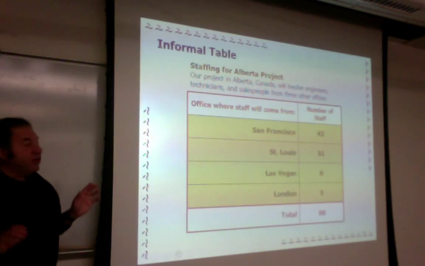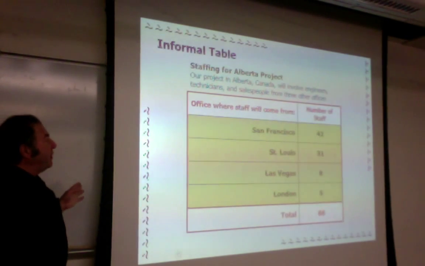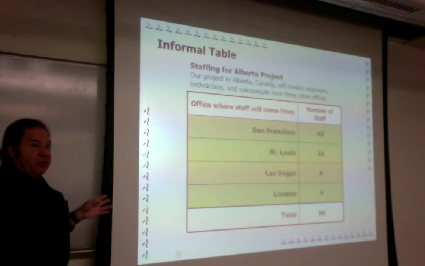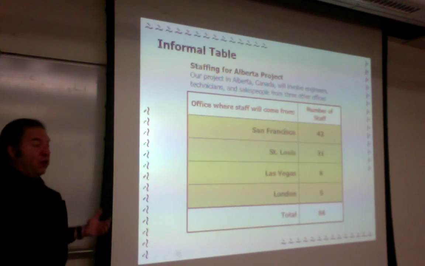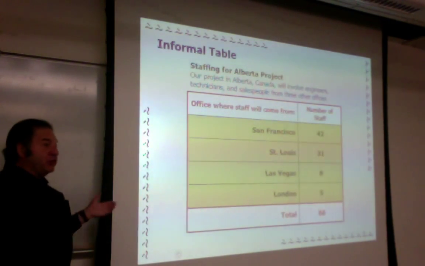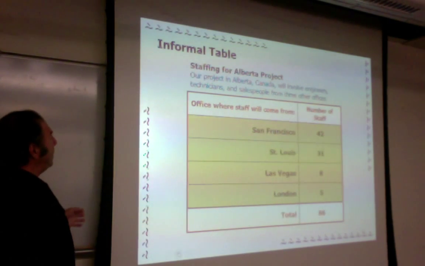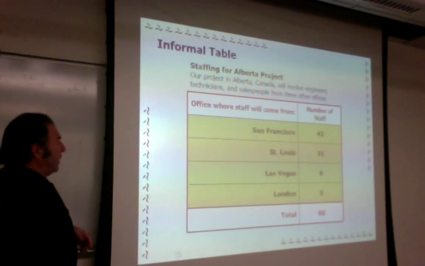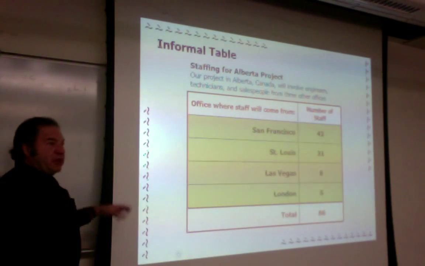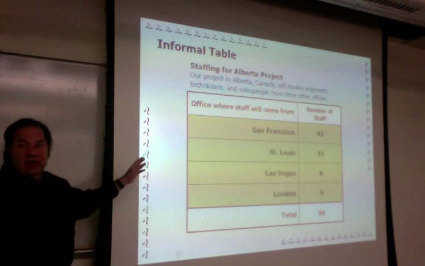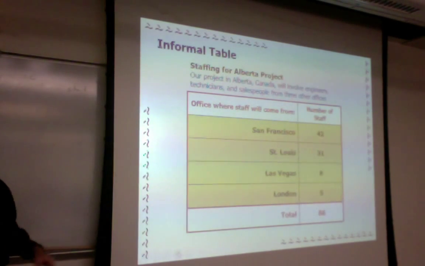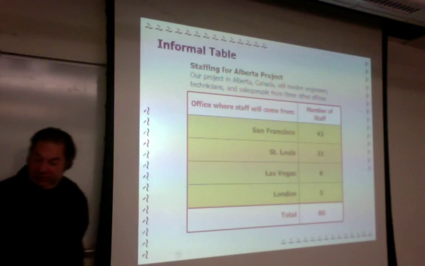Here's an informal table. Okay, this is the sort of thing that works well in presentations. Formal tables usually don't work well in presentations. They're much too detailed. But in this particular case, I could put this up at a staff meeting to talk about staffing for the Alberta project. Okay, it's got, what, half a dozen numbers up there, not too complicated, easy for people to understand. And again, the total is at the bottom.